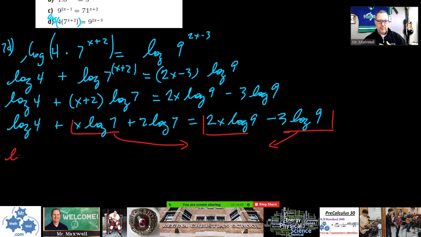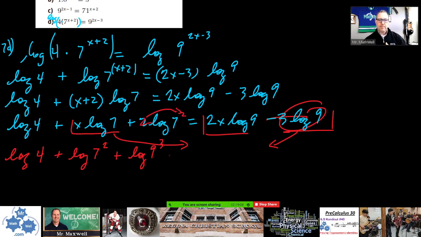Okay, so I have log 4 plus, I'm going to write this as log of 7 squared. I'm going to add this as log of 9 cubed. Okay, so I got this over, and I simplified this, put the 2 up there. Okay, equals. Now I'm going to have 2x log 9 minus x log 7. Everybody with me so far?